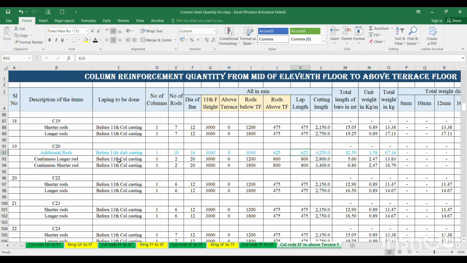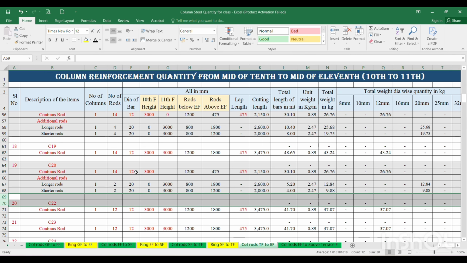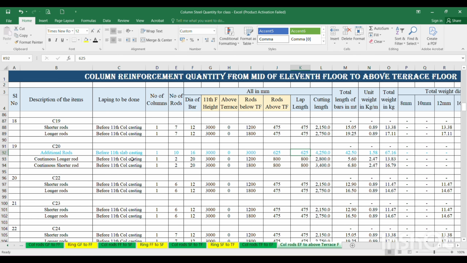And this is the longer continuous rod that came from the below slab, no, we have added 2 to 4 numbers, no, these 4 numbers of rods what we have added in the below slab. Those 4 numbers of rod are coming over here. This has to be lapped before 11th floor column casting. Because this rod is terminating at the terrace level itself, no rod is going up to above terrace floor level. This is only 11th floor height. In that we have to take 0.6 and 0.4 to match the level, and this is for rod above terrace floor, and this is for the lap length below.